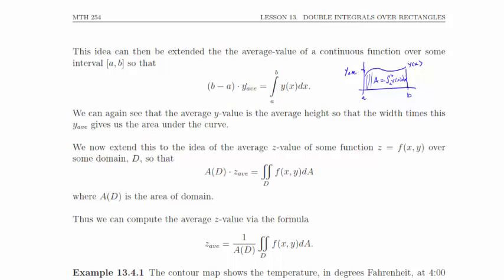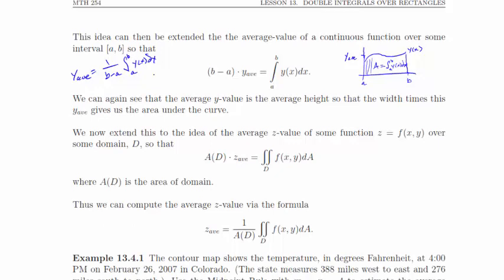We can then say that the average value, and this is what you actually see in second-term calculus, is 1 over b minus a times the integral from a to b of y of x dx. So we can again see that the average y value is the average height, so the width times this y average gives us the area under the curve.